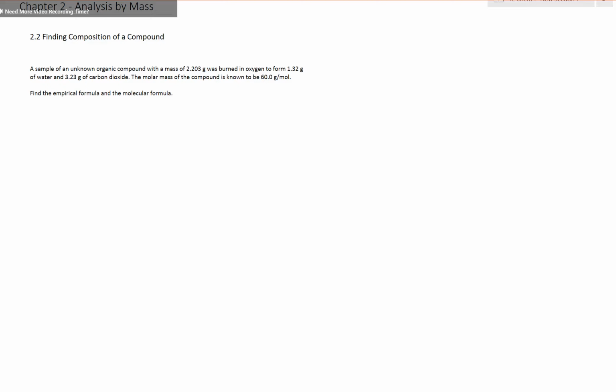Alright, so we're going to be looking at finding the composition of a compound. And so this is another type of analysis by mass, and the way that we're going to do this is just by doing an example.